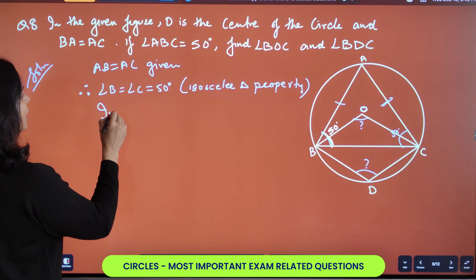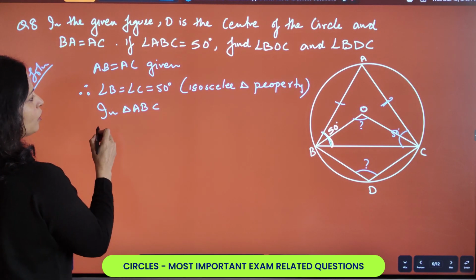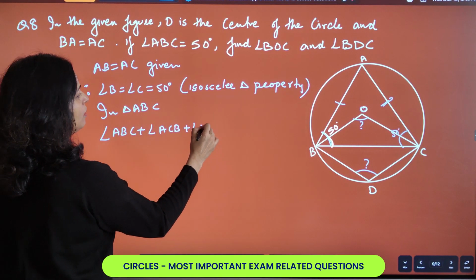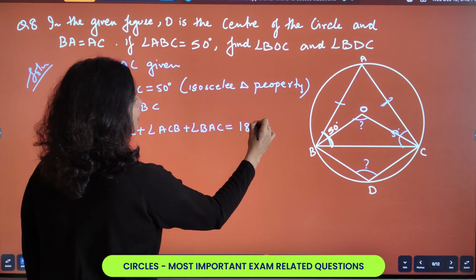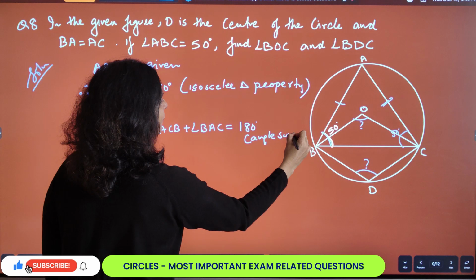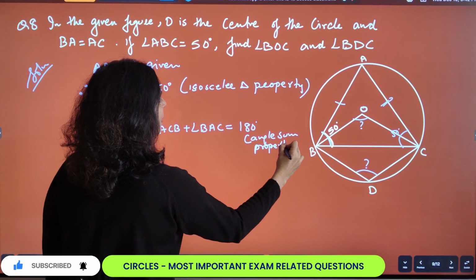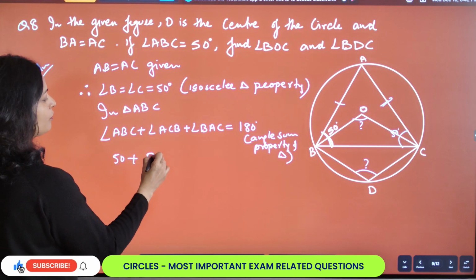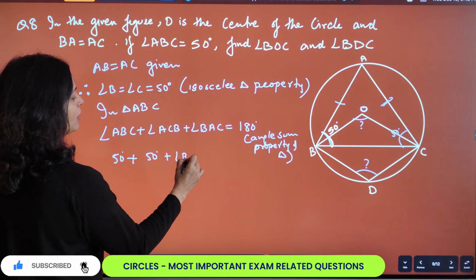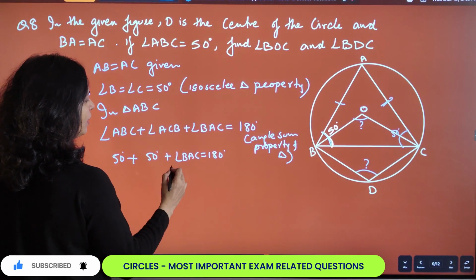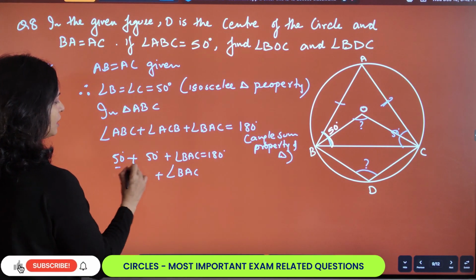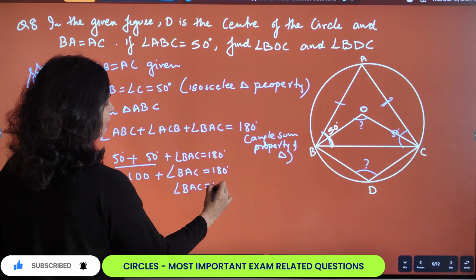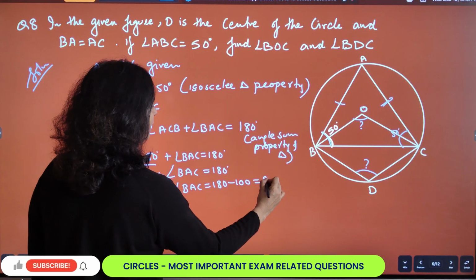Now in triangle ABC, we can apply the angle sum property. Angle ABC plus angle ACB plus angle BAC is 180 degrees. This is the angle sum property of a triangle. So here ABC is 50, ACB is also 50, plus BAC we can find. Angle BAC plus this 100 gives 180, so angle BAC will be 180 minus 100, that is 80 degrees.